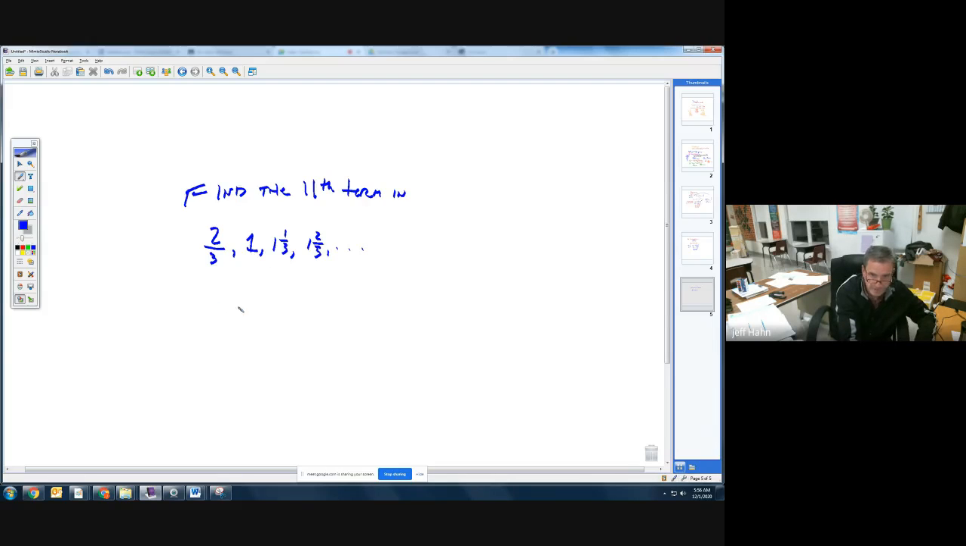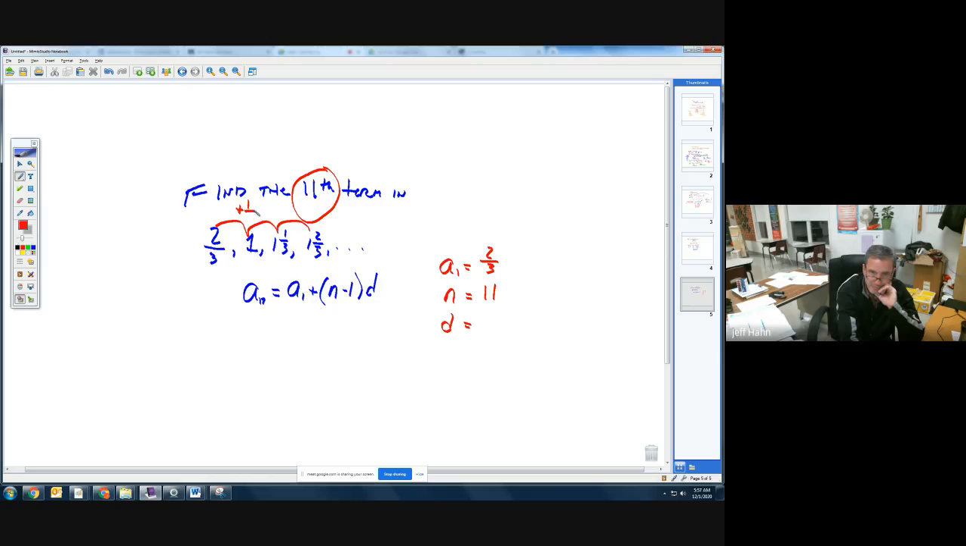Okay, so again, we start by writing our little formula. a sub n equals a sub 1 plus the number of the term minus 1 times its common difference. Let's not cut any corners. Let's establish our variables here. a sub 1 is 2/3. Gotta like that. First term is 2/3. The number of the term we want is the 11th term. And the common difference is, how do I go from 2/3 to 1? What am I doing each time? Hopefully you can see each time I'm adding 1/3. So my common difference is 1/3.